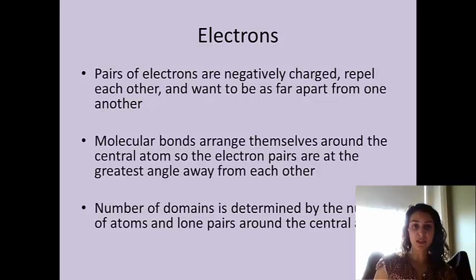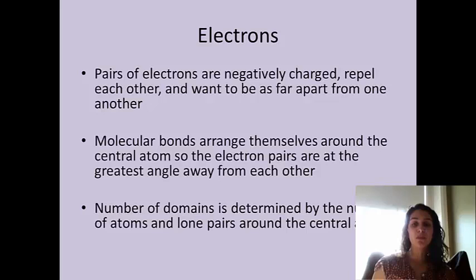shared with other atoms. So pairs of electrons are negatively charged. And due to this same charge, they repel each other because opposites attract and likes repel. And as a result, they want to be as far apart from one another as possible because they're the same charge. They don't want to be next to each other. Because of this, molecules take advantage of the 3D space that they have rather than the flat space we see them as when we draw the Lewis dot structures.